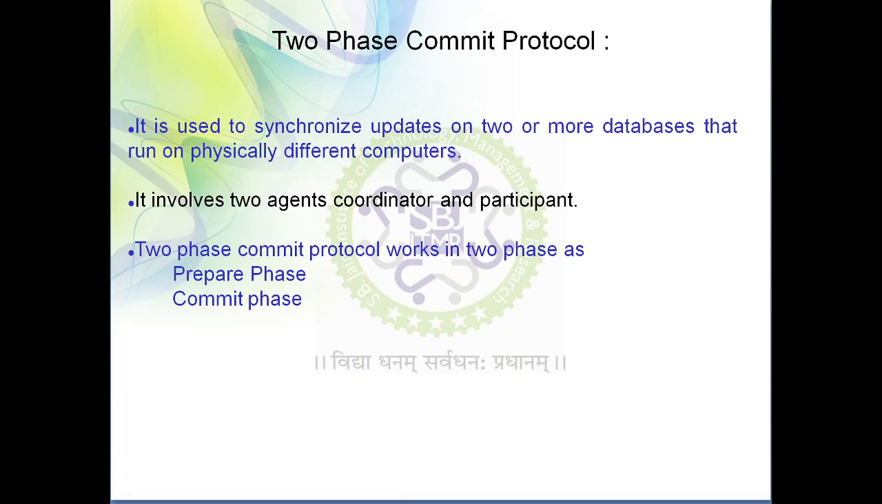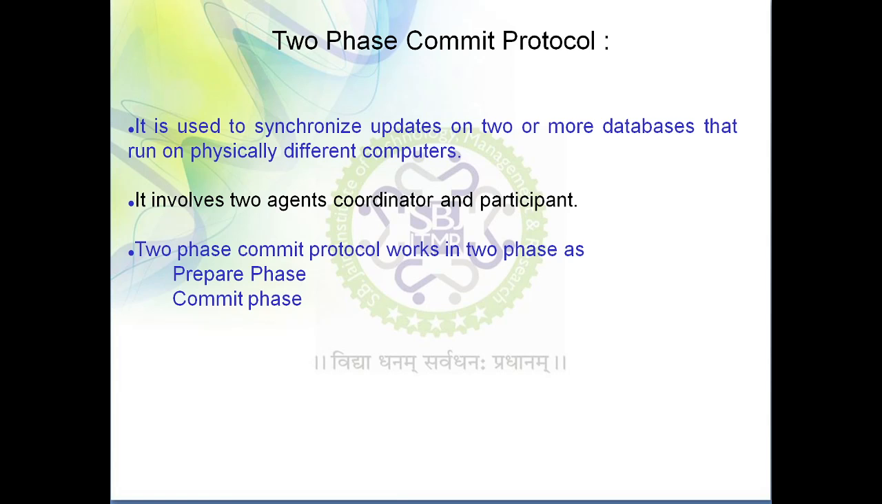So there may be a case that it is present on a single site, or it is present at multiple sites. So we require a mechanism to synchronize between all these things. It means there is a synchronization between the parent and the child. That synchronization tool is nothing but the two-phase commit protocol. So it involves two agents. One is a coordinator and the second one is a participant.